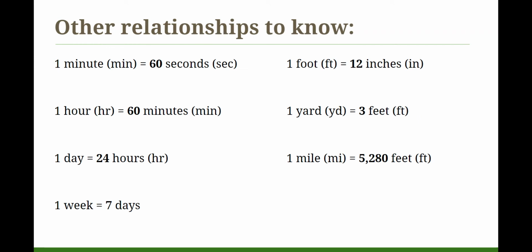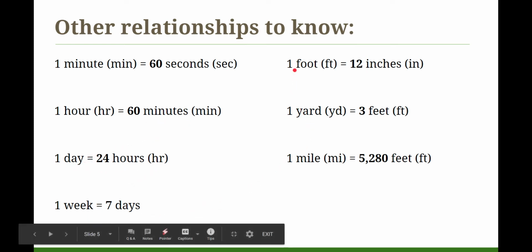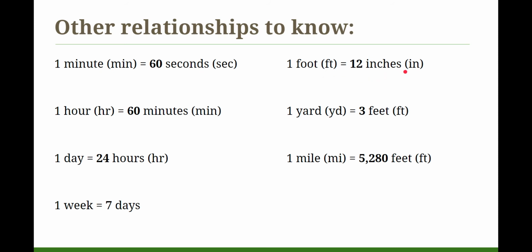Some other things that you're probably already familiar with, but we'll be using this unit. We need to know these conversion factors: 1 minute is equal to 60 seconds, 1 hour is 60 minutes, 1 day is 24 hours, a week is 7 days, 1 foot is 12 inches, 1 yard is 3 feet, and 1 mile is 5,280 feet.